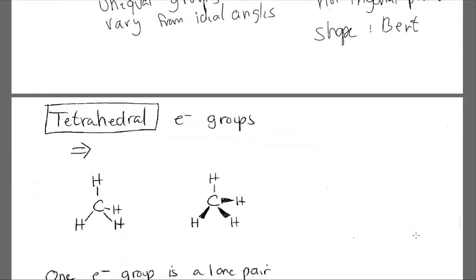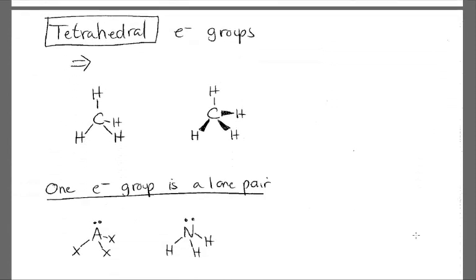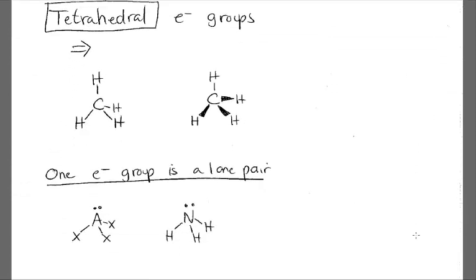All right, let's move on to tetrahedral, 4 electron groups. Okay, so remember in tetrahedral, the electron groups repel to a tetrahedron, and they are 109.5 degrees apart. And as long as the 4 groups are identical, which they are in methane, CH4, then they will be exactly 109.5.